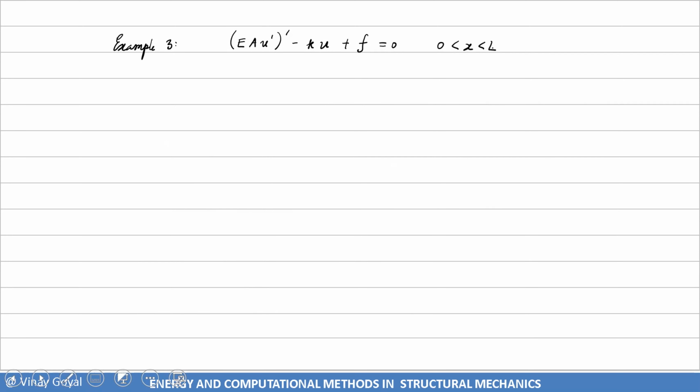And I'm going to specify boundary conditions. The boundary conditions are that u at 0, the deflection, is specified with a value of 0.05. And I have also a boundary condition that says that EAu prime at L is minus P.